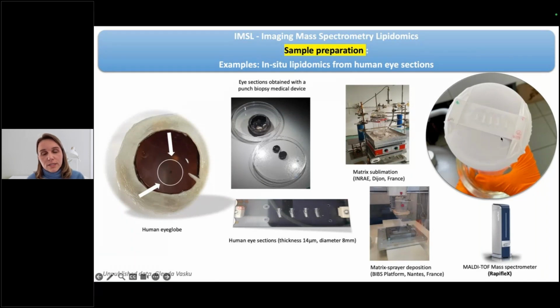We can say that it has a very homogeneous surface and distribution, which is very good for the signal that we will obtain after. After the section is prepared in such a way, it will go into the mass spectrometer. And in this case, in my experimental design, we used a MALDI-TOF, time of flight mass spectrometer from Bruker.